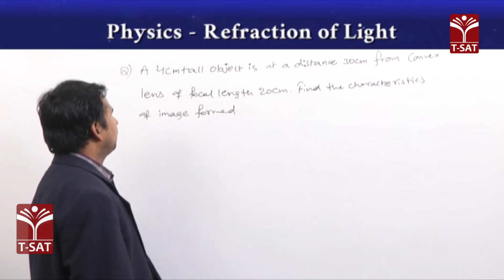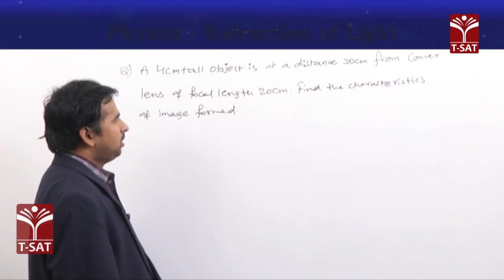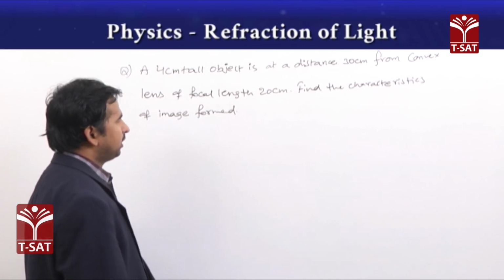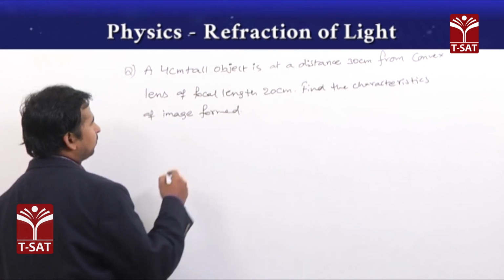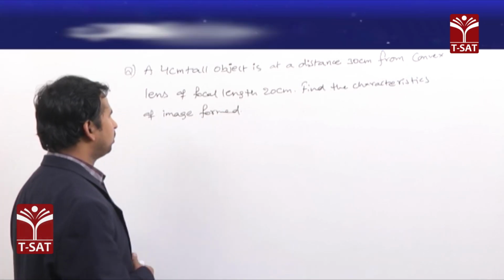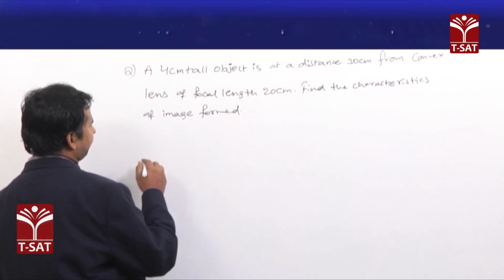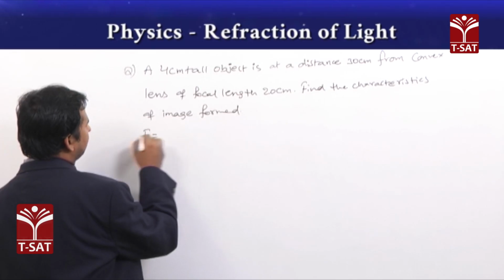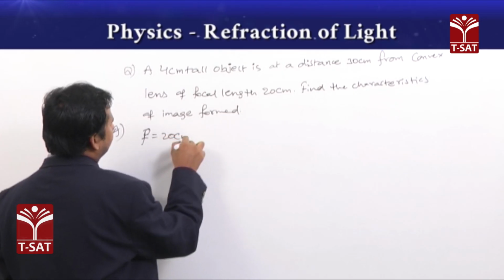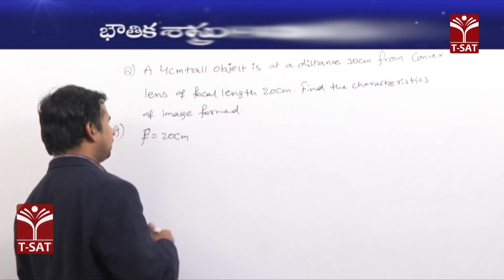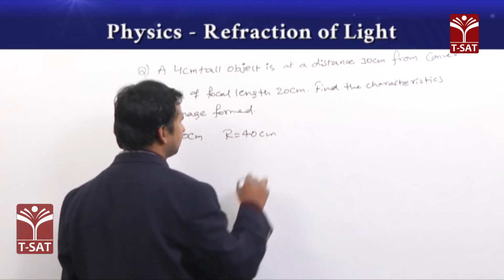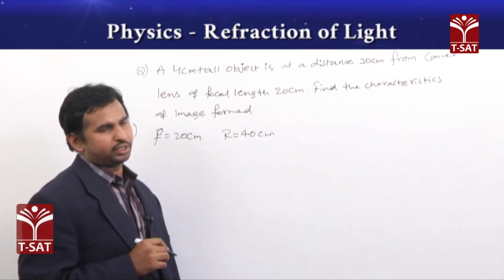Now, given that a 4 centimeter tall object is at a distance of 30 centimeters from a convex lens of focal length 20 centimeters. When a numerical is given like this, depending on the ray diagram, first we find the position of the object. The focal length is given, f is equal to 20 centimeters. Then the radius of curvature is nothing but 40 centimeters, meaning the center of curvature is at 40 centimeters.